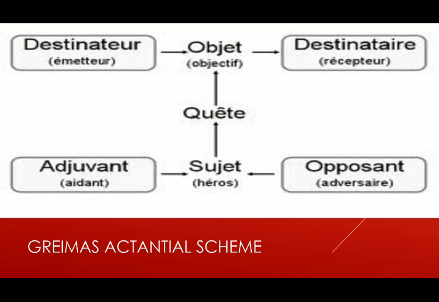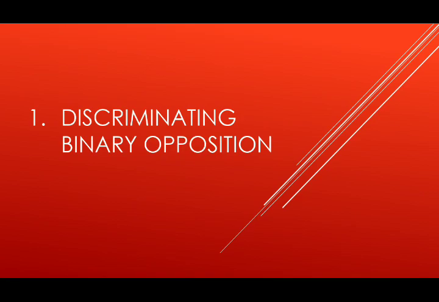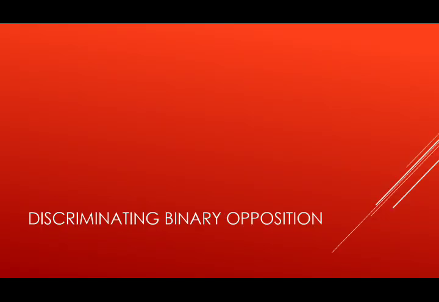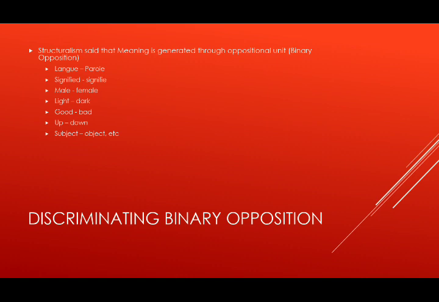In the structures or in the Todorov scheme, we can also find the binary opposition between equilibrium and disequilibrium, etc. Okay. So back again, structuralism said that meaning is generated through oppositional units or binary oppositions, that we can get the meaning because there are binary oppositions.